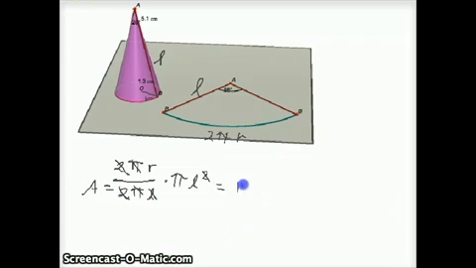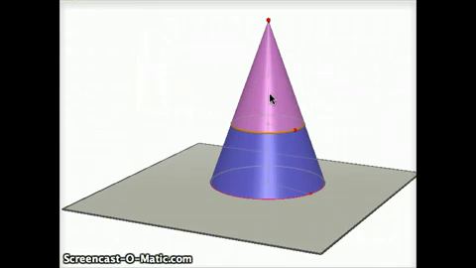is pi times r times L. And that's going to be a very important formula that he's going to use later on in his proof. There's one more formula you have to be aware of to follow this proof, and that is the area of a frustum of a cone.